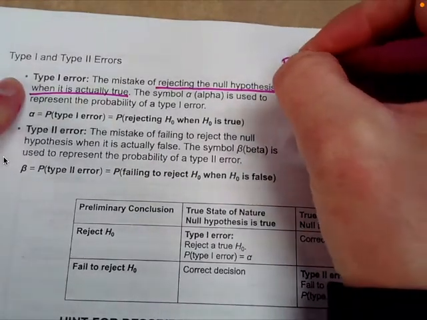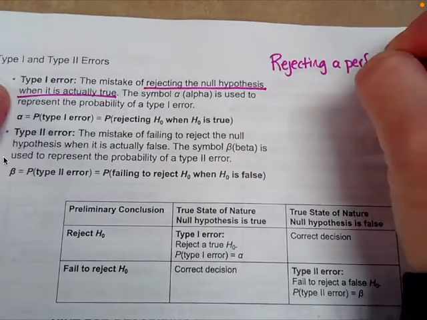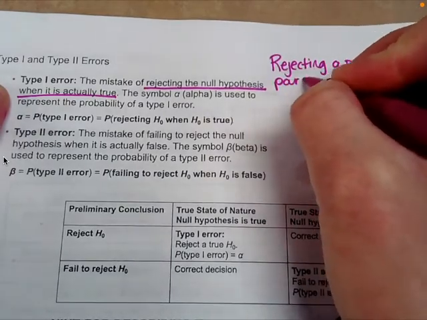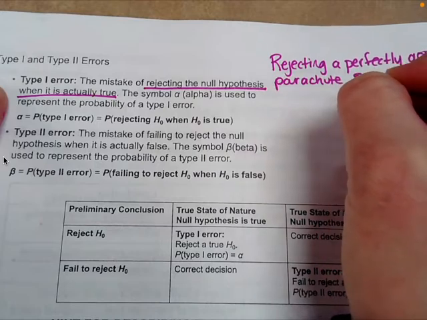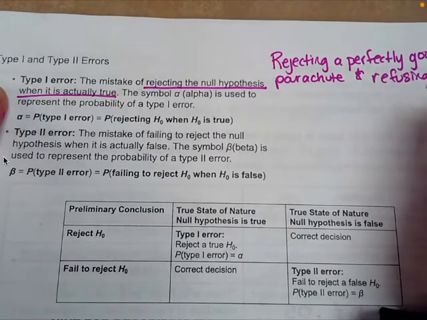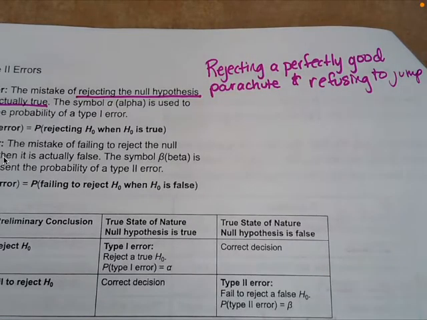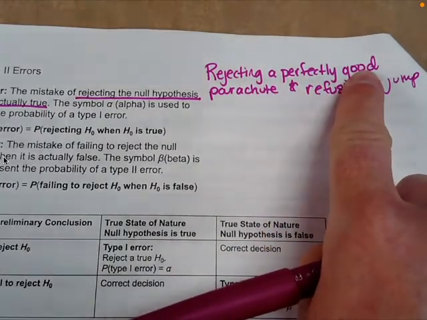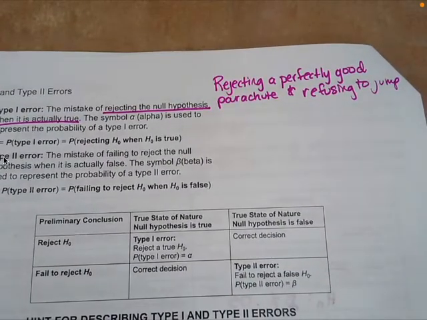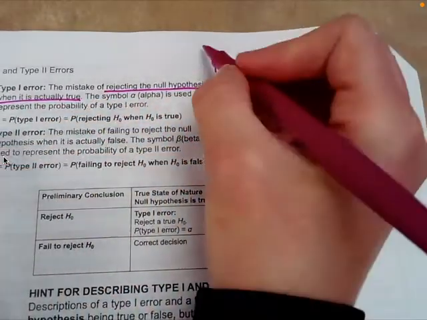So an example of this would be rejecting a perfectly good parachute and refusing to jump. You're saying no because I don't think it's going to work. I'm not going to jump. But it was good. The parachute was good. You could have jumped. And that's a type 1 error.